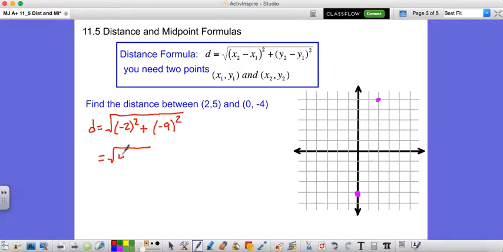Negative 2 squared is 4. Negative 9 squared is 81. So we're looking at the square root of 85. And we can get an estimation for that if we'd like. Square root of 85 is our exact answer. But if we want a rounded answer, it's 9.22. So these 2 points are 9.22 units apart.